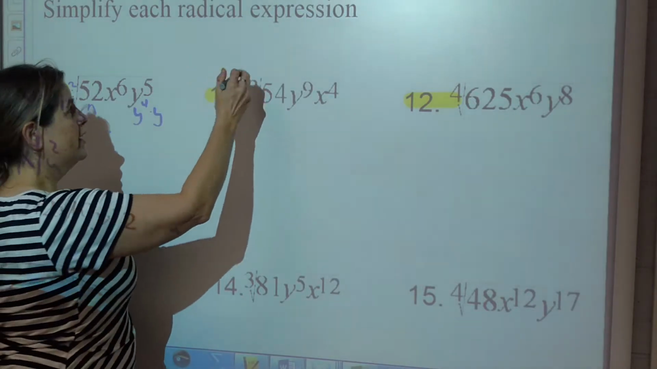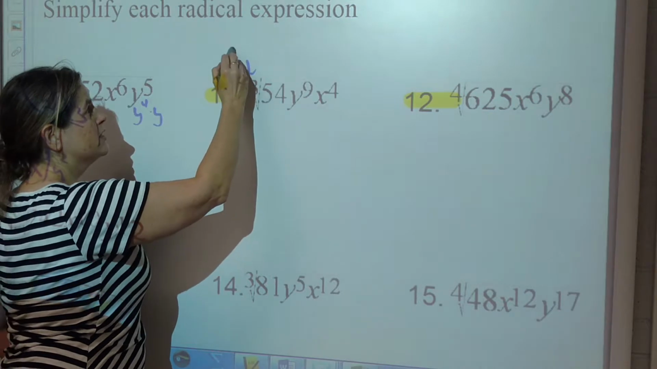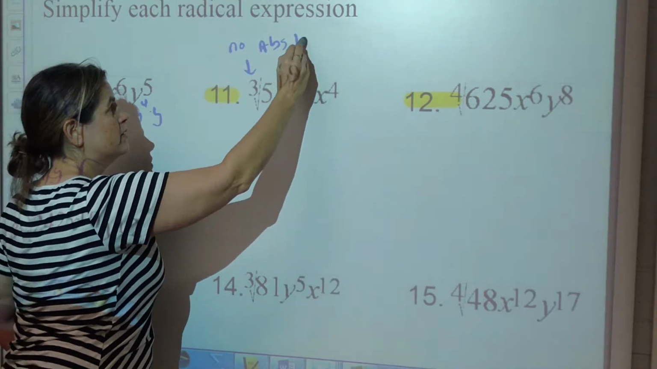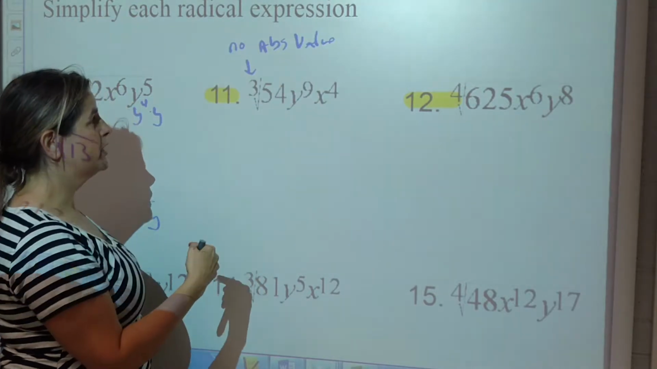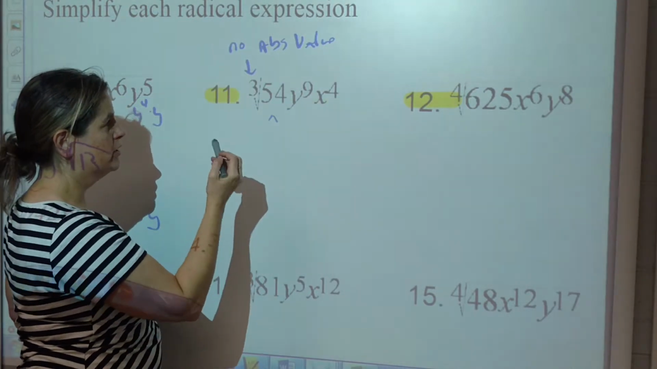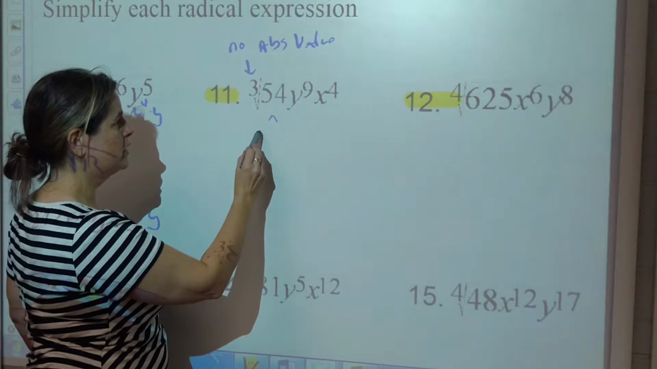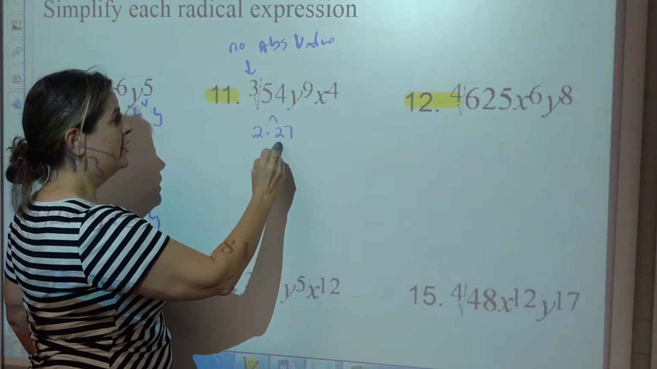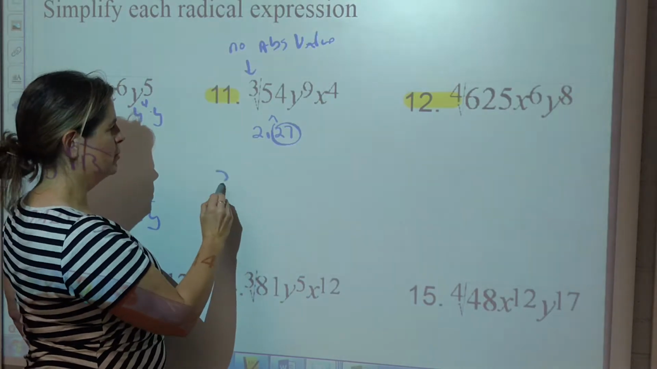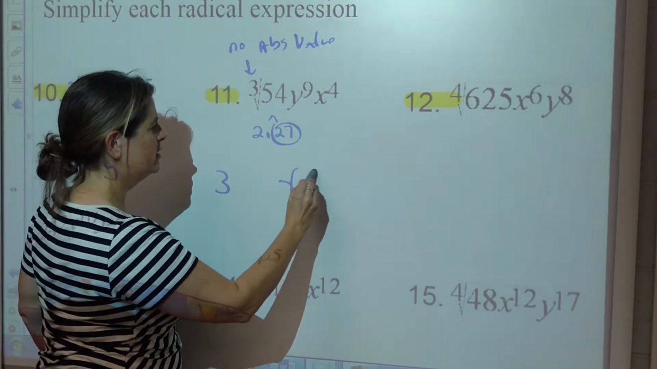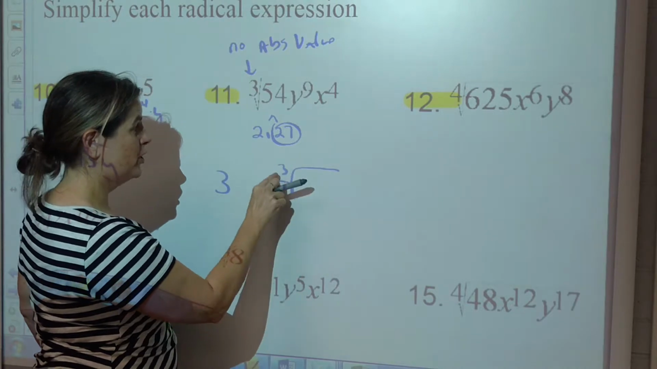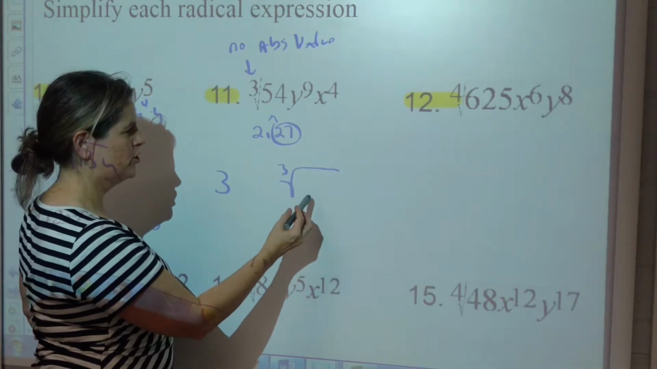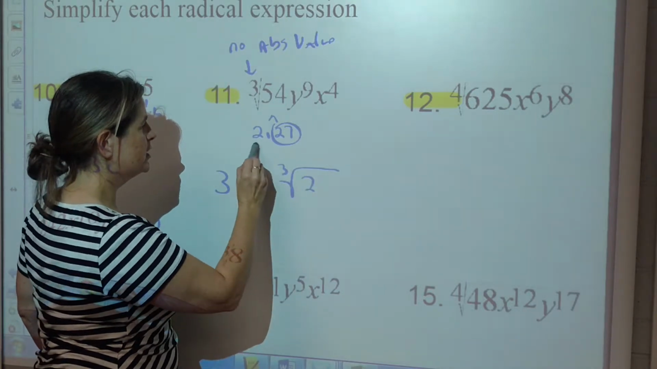For an odd index, first thing you need to recognize is there will be no absolute value. And then you just treat it the exact same. We're going to factor, unless you recognize perfect cubes. So maybe half of that, 27. I know 27 is a perfect cube, so I'm going to bring that out as a 3. So inside of my cube root, make sure you're writing that index if it has one besides 2. And the 2 will stay inside.